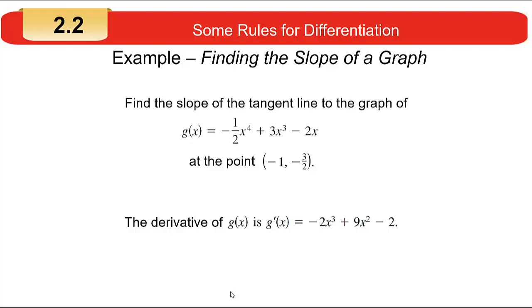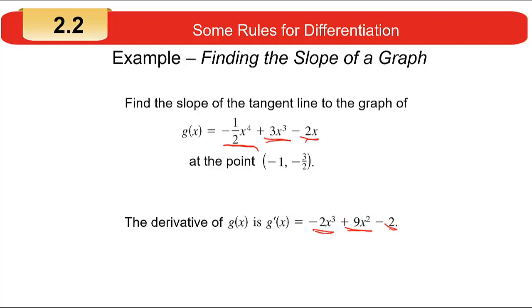Well, that g is 3 terms. Just do it term by term. So you take the power rule to the first term, and you multiply the exponent times the coefficient and reduce the power by 1, and you'll get minus 2x to the 3rd. Then you move to the second term, use the power rule, and you'll get 9x squared. And then you move to the third term, and the derivative of minus 2x is just minus 2. And you have the derivative.